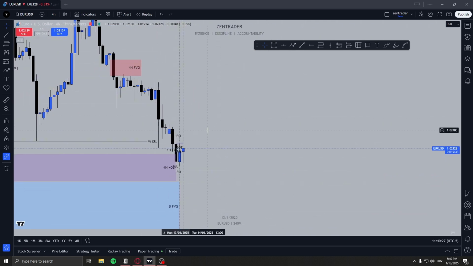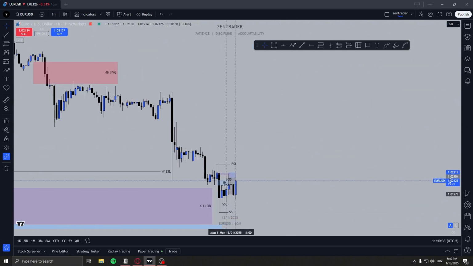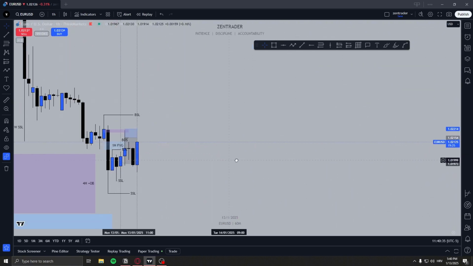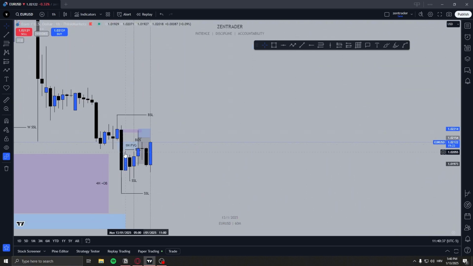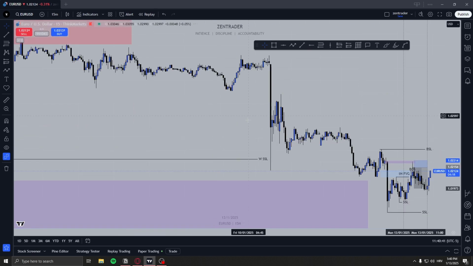Then if you look at the 4-hour, we didn't have anything much, no highs, no FVGs, nothing. Drop to the 1-hour. Here also nothing, only one fair value gap right here. So we had that fair value gap. We can drop to the 15-minute time frame.